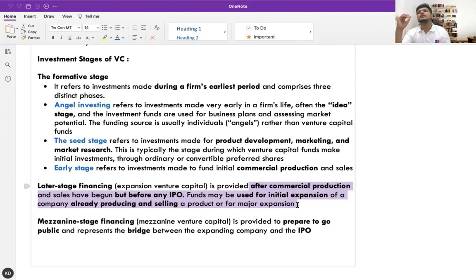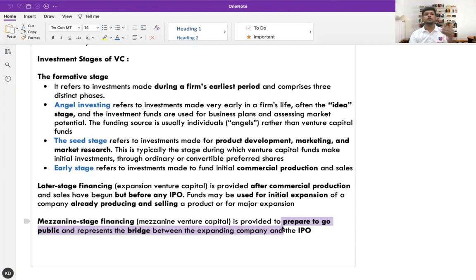And finally, when you are ready to launch your company for an IPO or global listing, that's called mezzanine stage financing. Mezzanine stage financing is provided to prepare you to go public. So it's a bridge between you and getting a large public fund, before the IPO. It's pre-IPO funding, where you are preparing your company to be ready for the global listing or domestic listing, whatsoever.